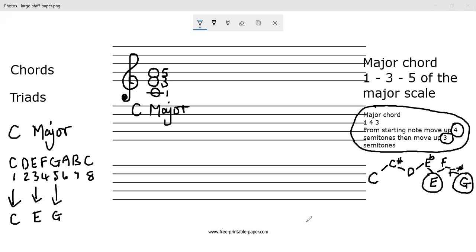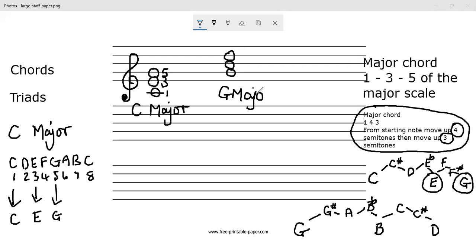So let's start with the note G. If I move up 4 semitones, the first semitone would be G sharp, the second semitone would be A, the third semitone would be B flat, and the fourth semitone, which is the one we want, would be B. And we're moving up 3 semitones. After B would be C, that's 1 semitone, then C sharp, and then D, which is the third. So the chord of G would give me a G, a B, and a D. That would give me the chord of G major.